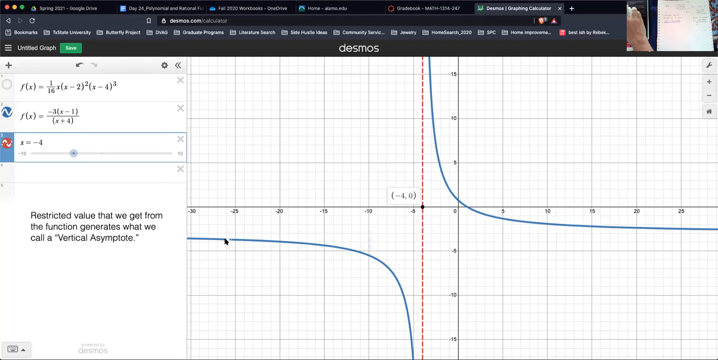So we need to think about these rational expressions as having multiple parts, depending on how many restricted values or how many vertical asymptotes they have. So we have this lower part on the left side of the vertical asymptote. We have this upper part on the right side of the vertical asymptote. But that vertical asymptote comes from the restricted value. And we would say that the equation for the vertical asymptote is x is equal to negative 4.